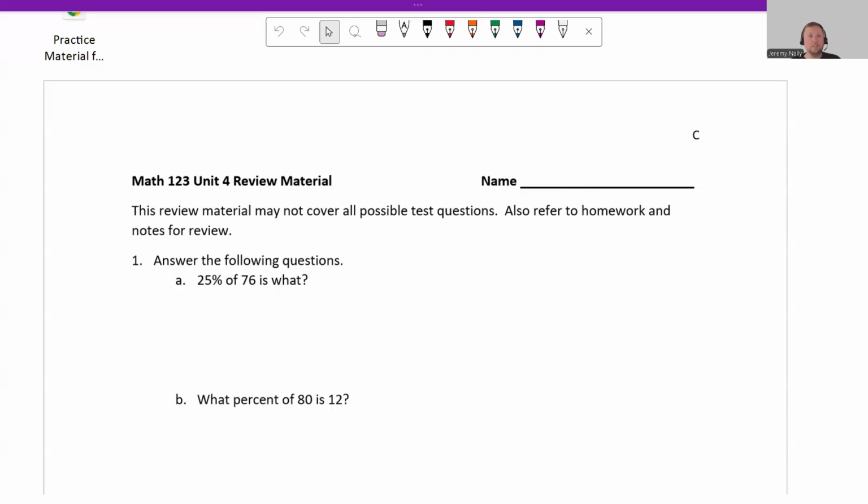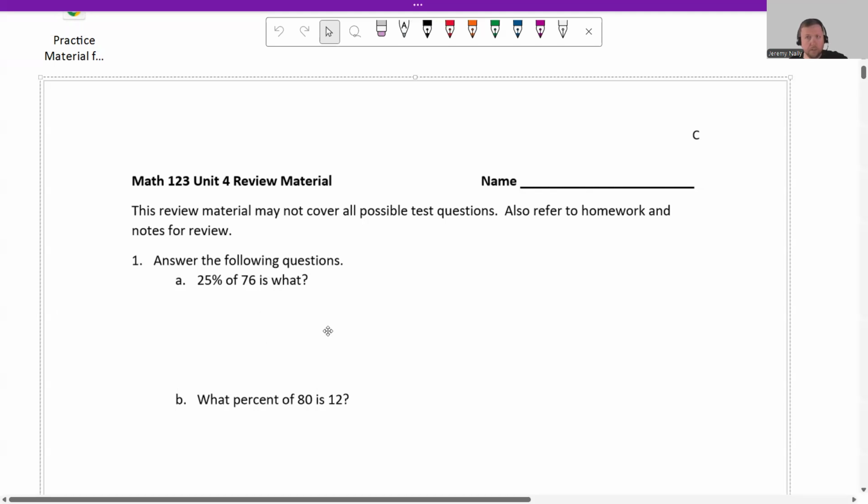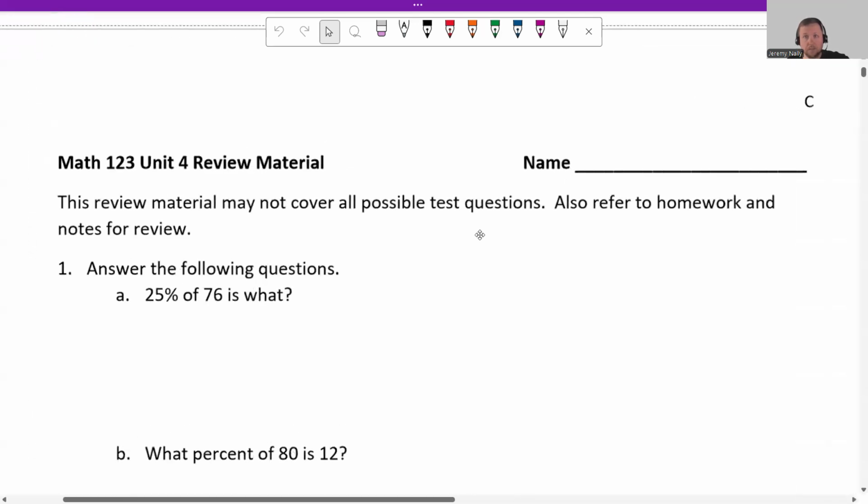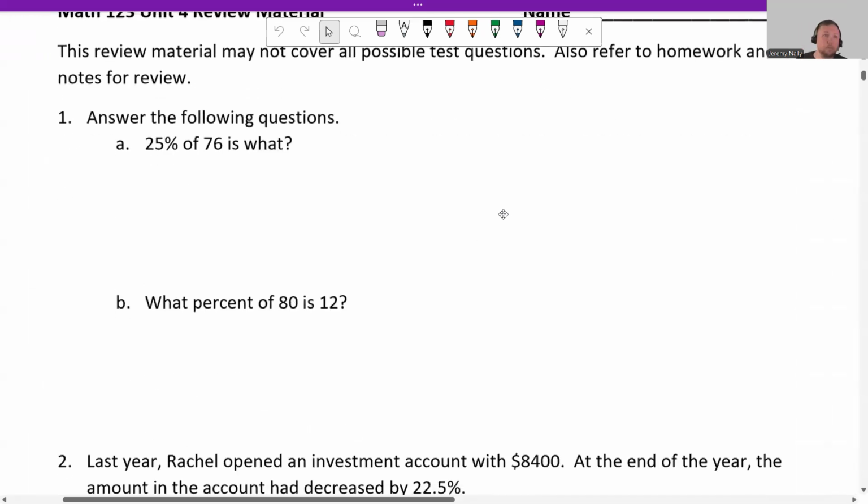Okay, this is Math 123 review for test 4. Test 4 is comprehensive, but more than half of the questions will be from Unit 4. And the other difference is that there will be more questions and you'll get 2 hours to do it. So number one, answer the following questions. 25% of 76 is what?